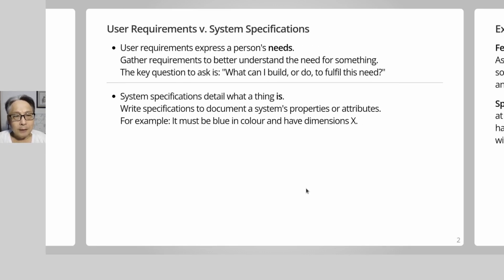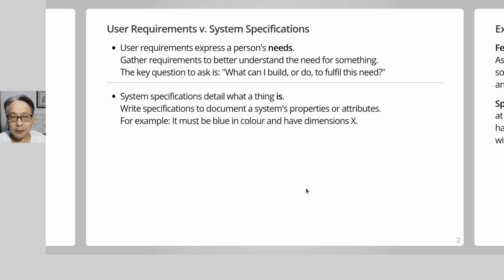I find that many people confuse user requirements with system specifications. They are different. User requirements express a person's needs, what a particular customer wants. The aim is for us to better understand the need for something. And the natural question that arises from requirements is, what can I build or do to fulfill this need?